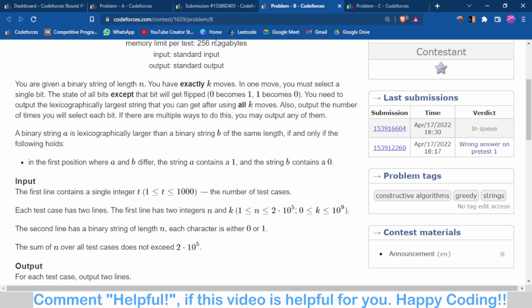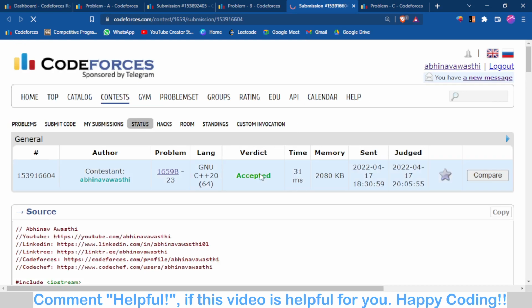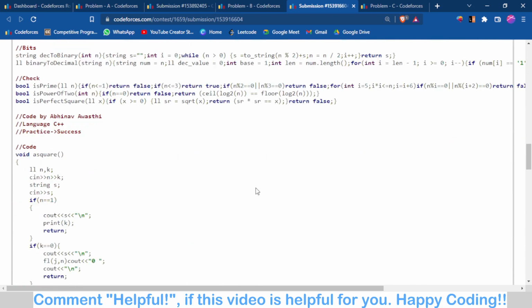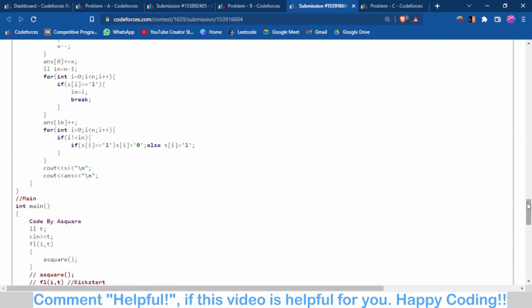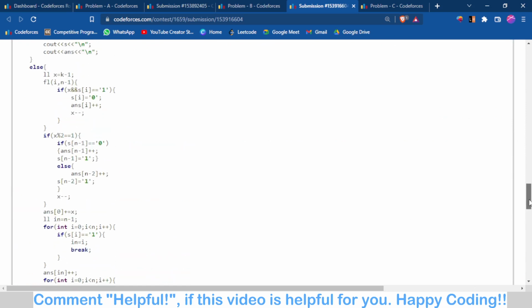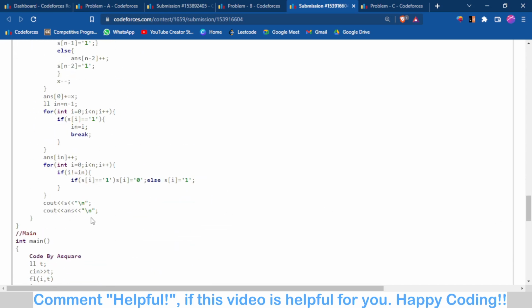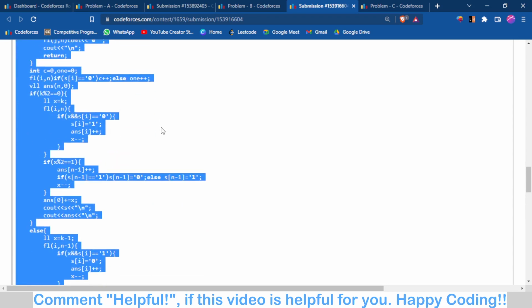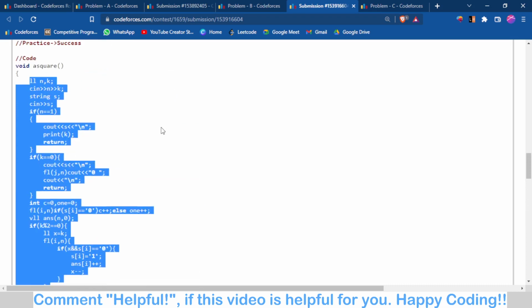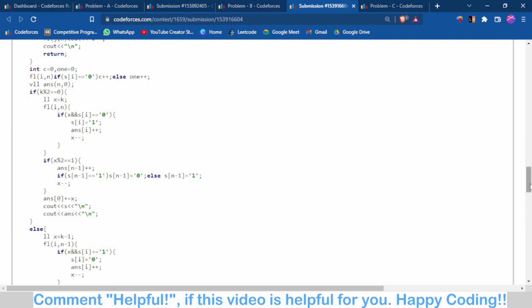Okay, here is the code, and it is accepted. What I have done is a very lengthy code, you can see, which is why I am telling you to try to implement your own code. I don't know how I have written this amount of code. I think it is one of the lengthiest codes in my CP journey, and it also passed successfully. So I will try to explain this code.